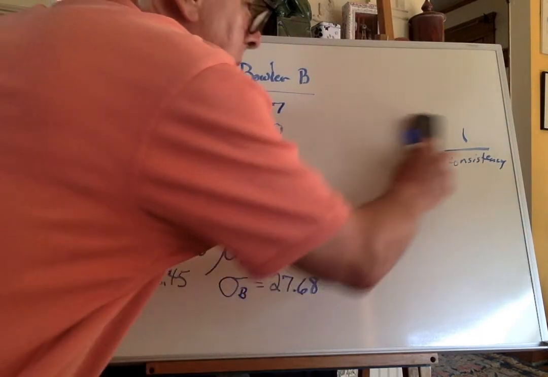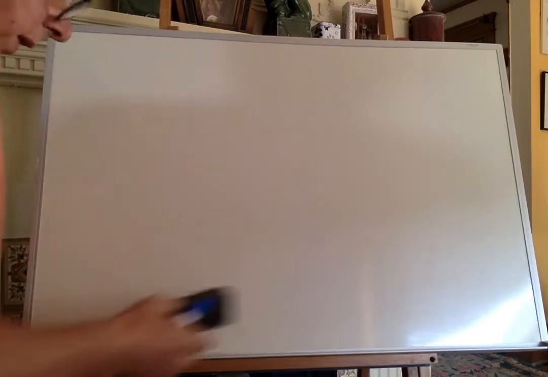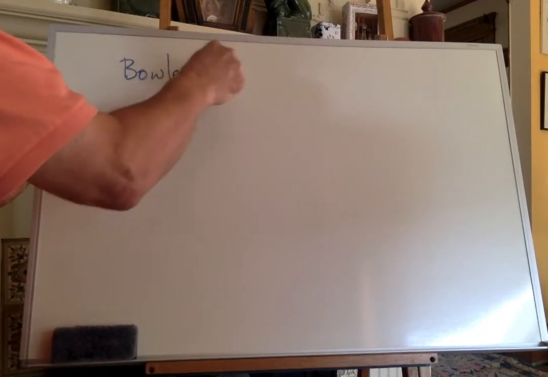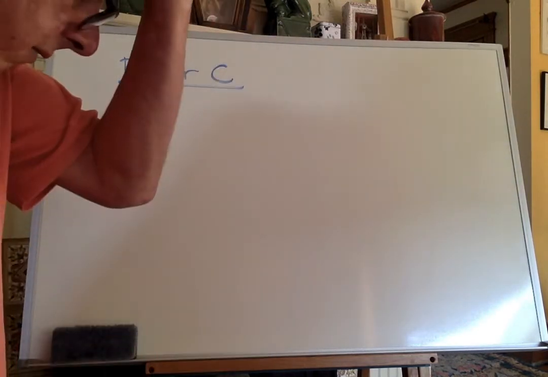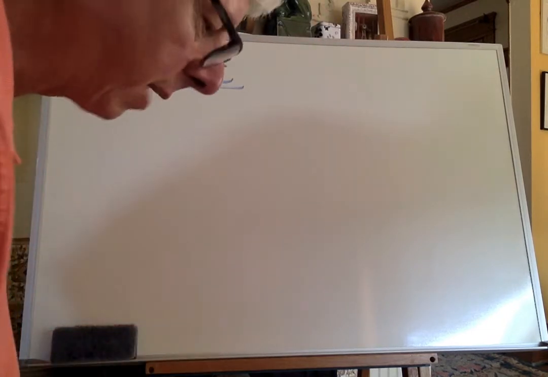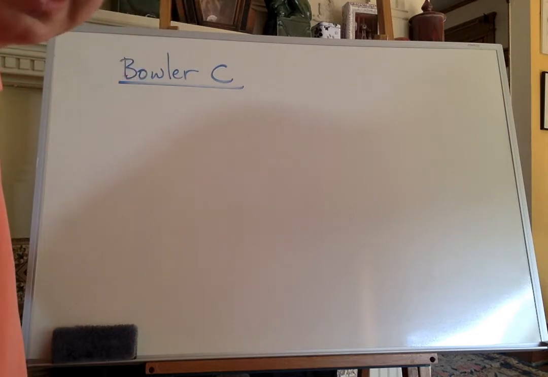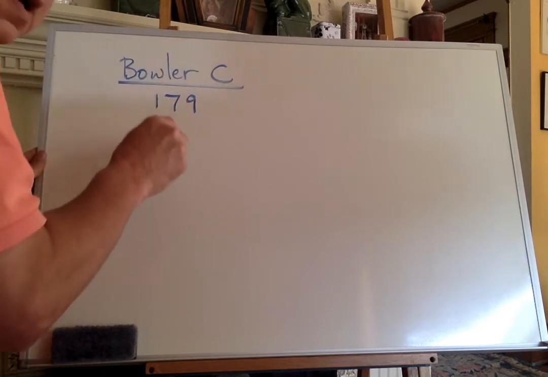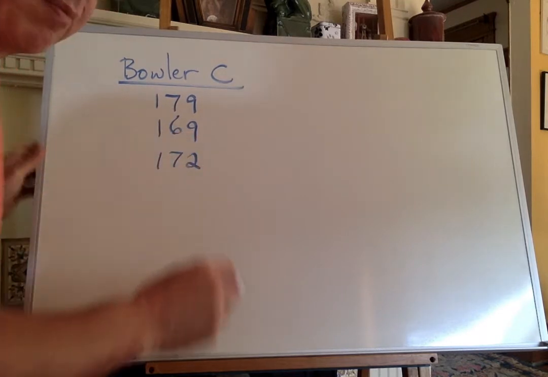Okay, so let's talk about one more bowler. Okay, let's talk about bowler C. Maybe I should be putting names onto this. Of course, you now know that bowler B was Dr. Speck. But let's talk about bowler C, and let's look at some numbers for bowler C. These are the last 6 games that bowler C bowled.